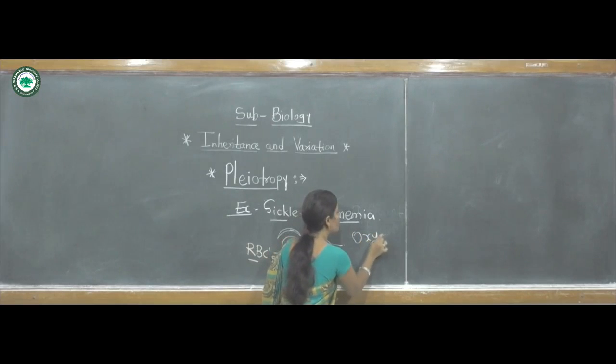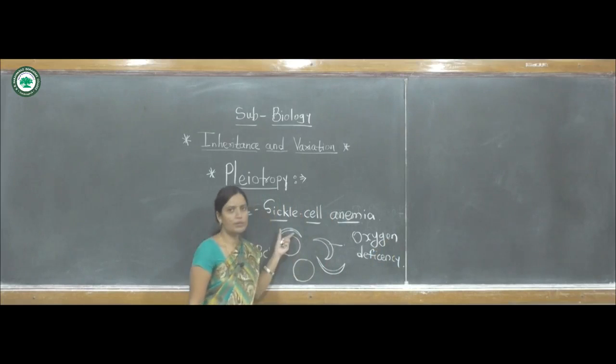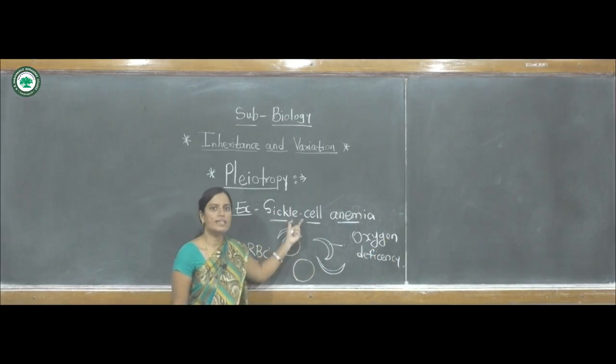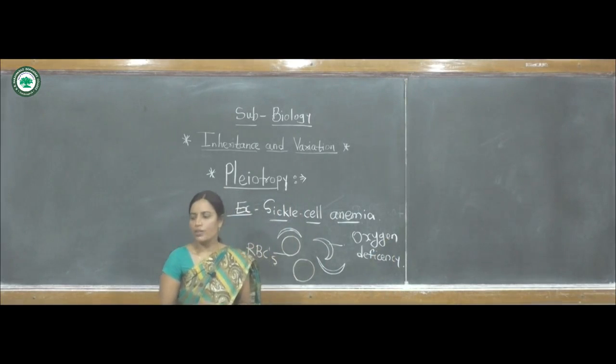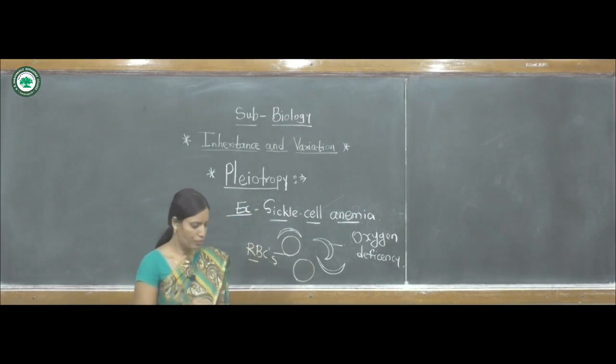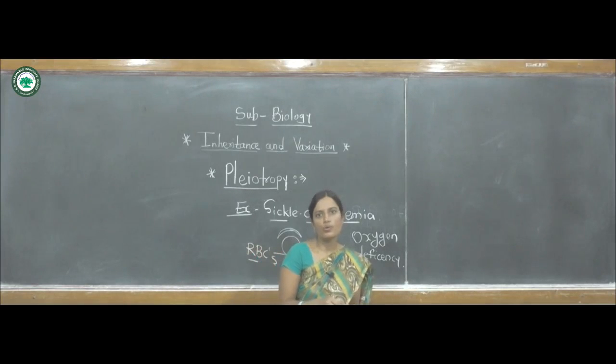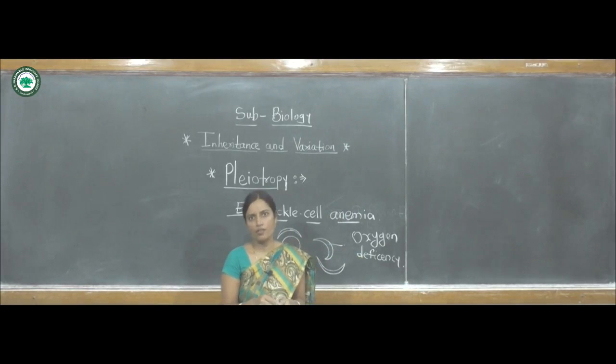This oxygen deficiency occurs in human beings, and this is one of the types of diseases that affect human beings: sickle cell anemia. Now, as one example of this sickle cell anemia, homozygous or heterozygous traits are formed.